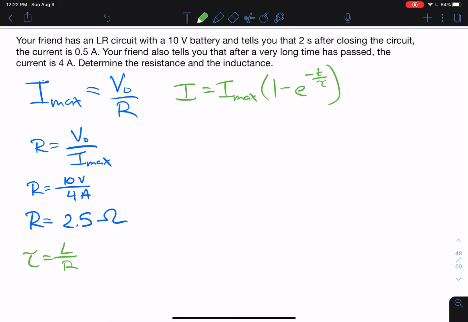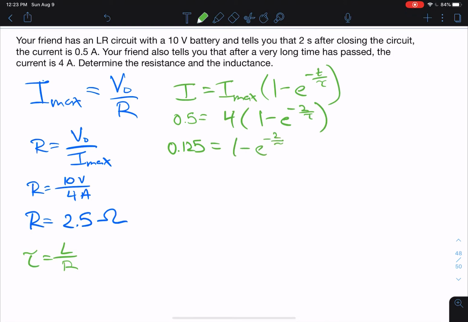Okay, so I know the current, that's 0.5. I know the max current is 4. 1 minus e to the negative t. This half an amp occurred 2 seconds after it closed. That's negative 2 over tau. So this becomes 0.5 divided by 4, which is 0.125. And now bring the e over. This is e to the negative 2 over tau.